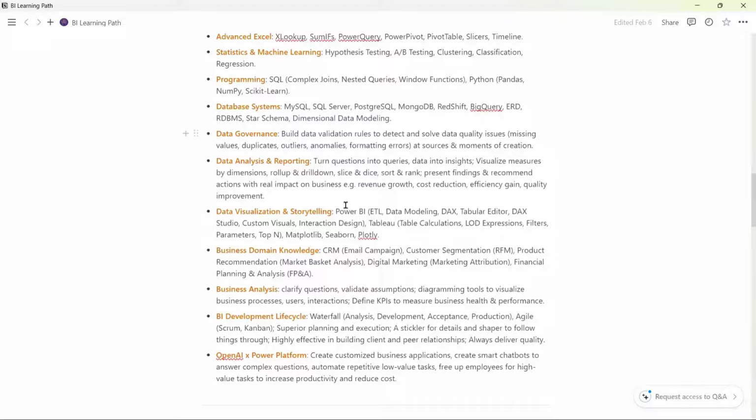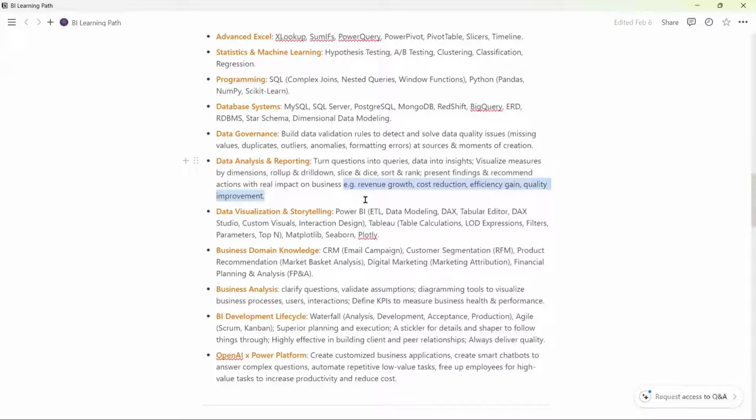Okay, I don't have to go through all of this. And this is also a good way to describe what you do. What do you do as a data analyst or reporting analyst? I turn questions into queries and data into insight. Visualize measures by dimensions. Now, when you have a data cube, you roll up and drill down the level of details. You slice and dice, sort and rank, and present the findings and recommend actions with real impact on business.